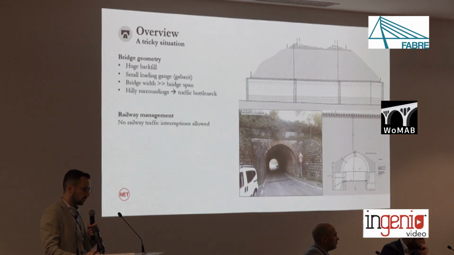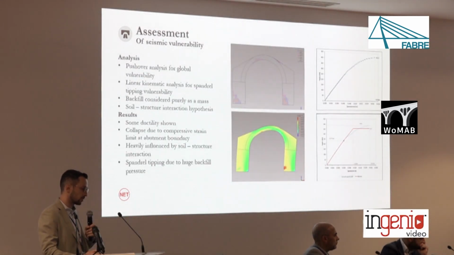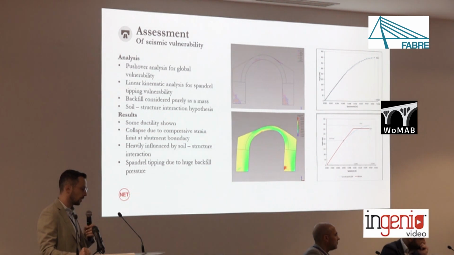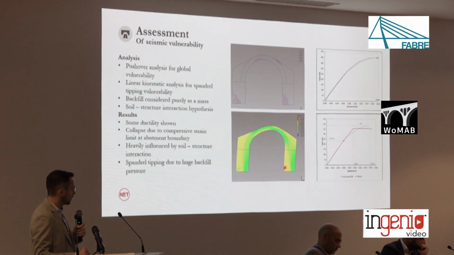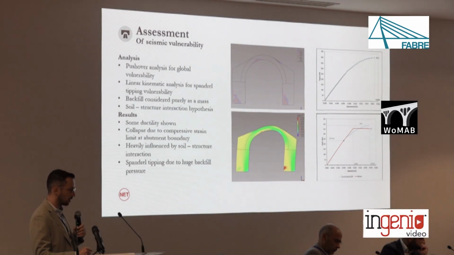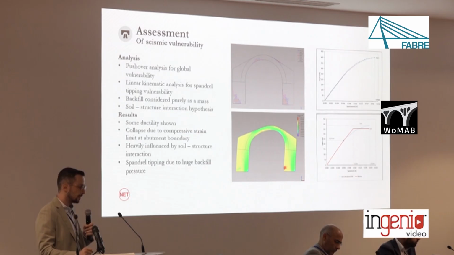So let's look at the assessment that was carried out in maybe 2019. It was a pushover analysis for global vulnerability, where there was a 2D model being carried out that is an allowable hypothesis for a bridge having a much smaller span rather than width. Whereas a linear kinematic analysis was carried out for the spandrel tipping vulnerability.